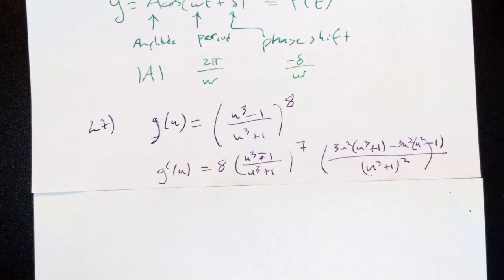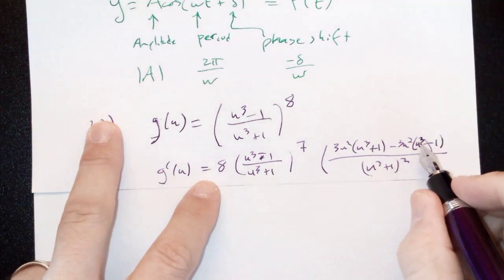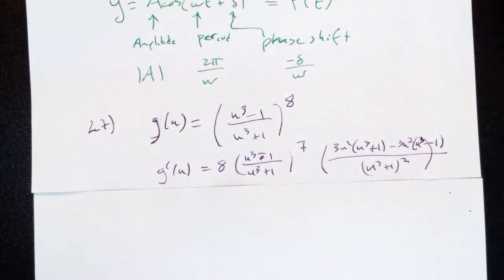You could do all sorts of algebra here. You could simplify by multiplying out and see what cancels. That should be a u cubed, not a u squared. There. Yes. That would be the whole answer. That's the whole answer. Right.